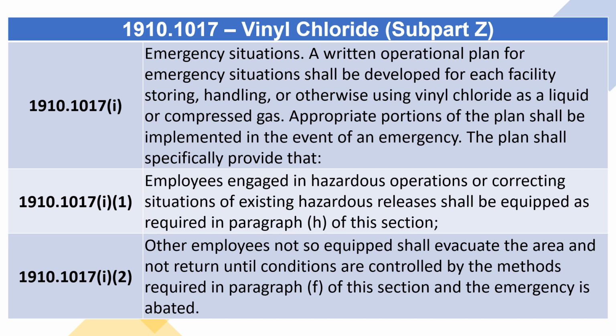1910.1017 I.1. Employees engaged in hazardous operations or correcting situations of existing hazardous releases shall be equipped as required in paragraph H of this section. 1910.1017 I.2. Other employees not so equipped shall evacuate the area and not return until conditions are controlled by the methods required in paragraph F of this section and the emergency is abated.